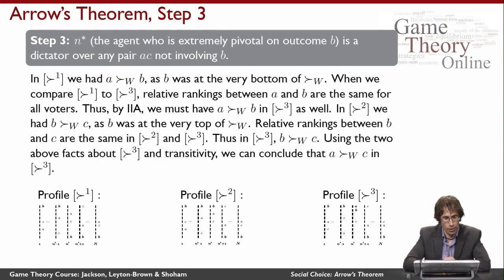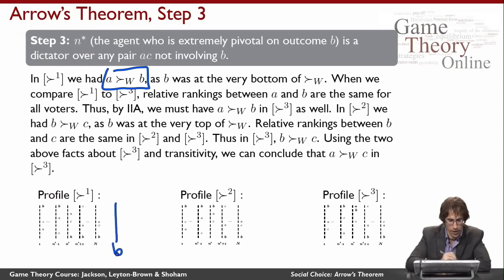Now, notice that in preference profile pref1, we had that A was preferred socially to B. And the reason we can conclude that is that we know that B was actually at the very bottom of the social ordering. So everything was preferred to B. And so A in particular must have been preferred to B.